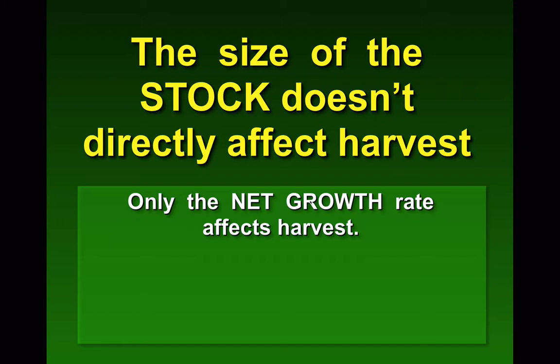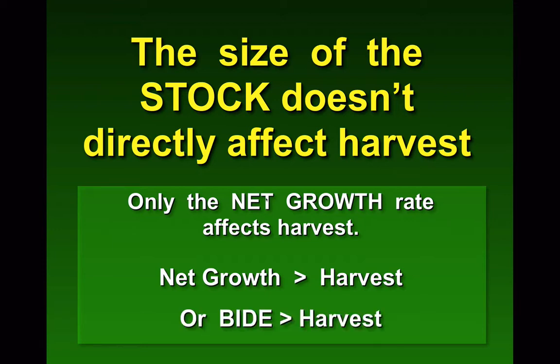There are more complex models where you can add the size of the stock, and we'll talk about that in a bit. But in this model, you're going to know the net growth. So stock does influence the amount of net growth, but this is the key variable. You want to know this, and then you can set the harvest. Net growth has to be greater than or equal to harvest.